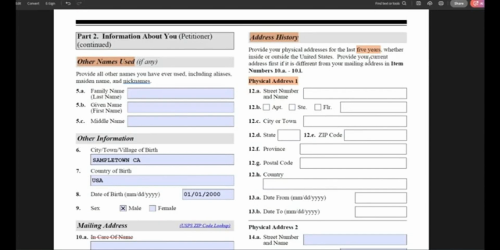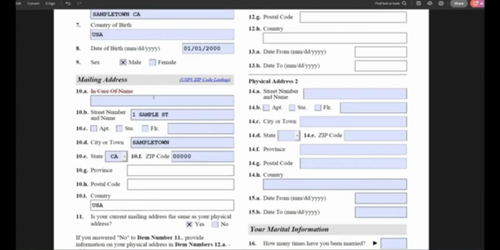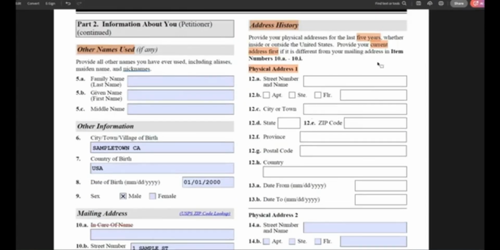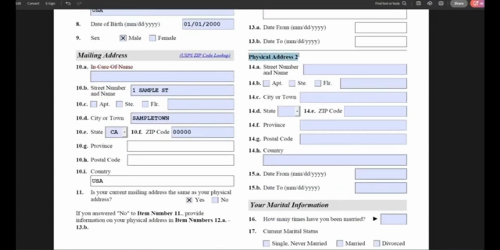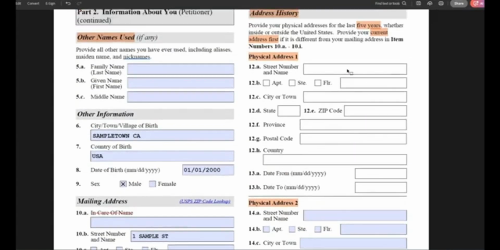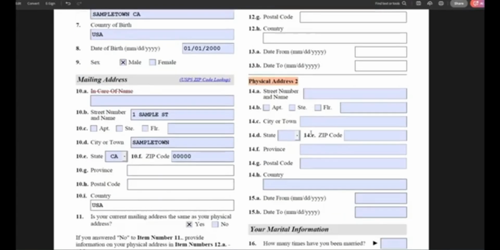This is asking for our address history for the last 5 years, whether inside or outside the US. And it's asking to provide your current address first. Because our mailing address is our current address, we're simply going to leave this section blank and move on to physical address 2. So this is the address where you lived immediately before your current address.